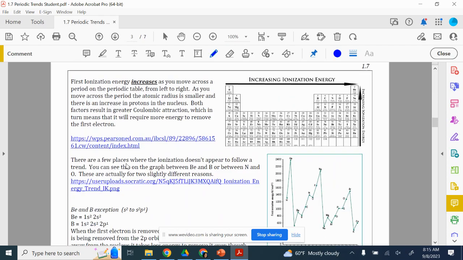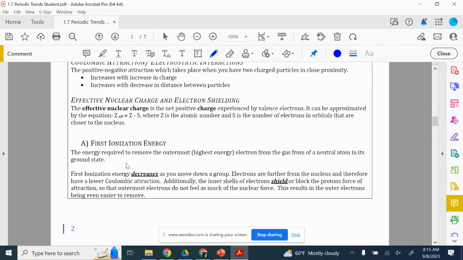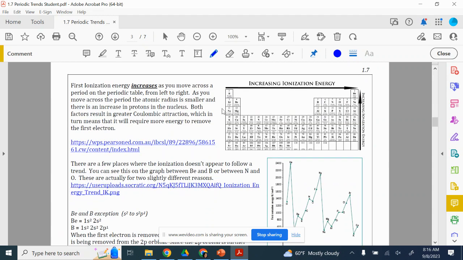All right, first ionization energy. First ionization energy is the energy required to pull off that first electron. There's actually second ionization energy, and third, and fourth, and fifth, until you get every electron ripped away. Okay? So first ionization energy is going to decrease as you move down a row.